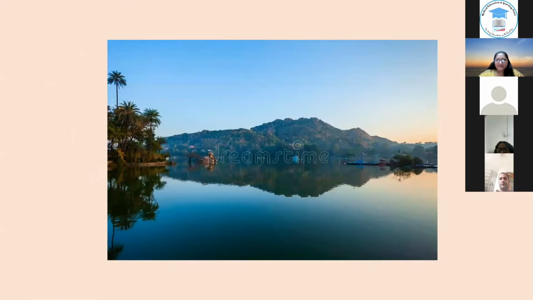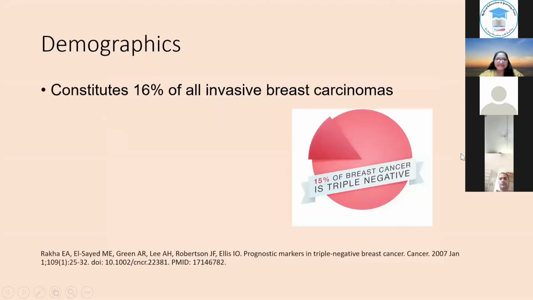So this is a beautiful picture of nature. You can see these beautiful mountains, lake, and plants. And let me know from where this image is. Any city that comes to mind? I would be showing more pictures of cities later.